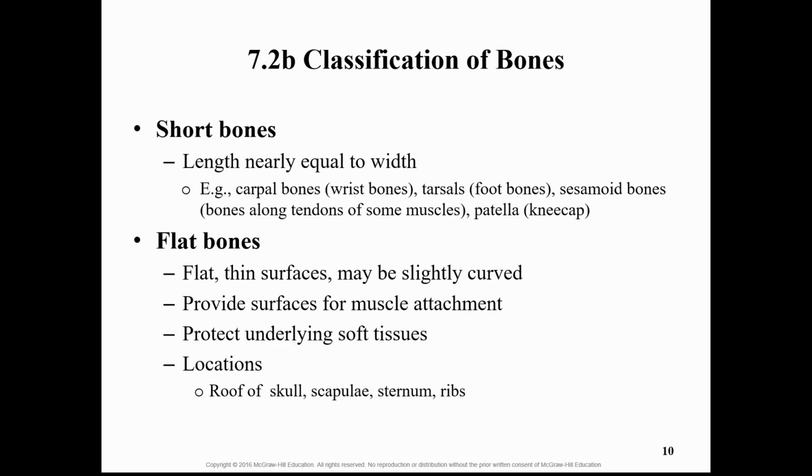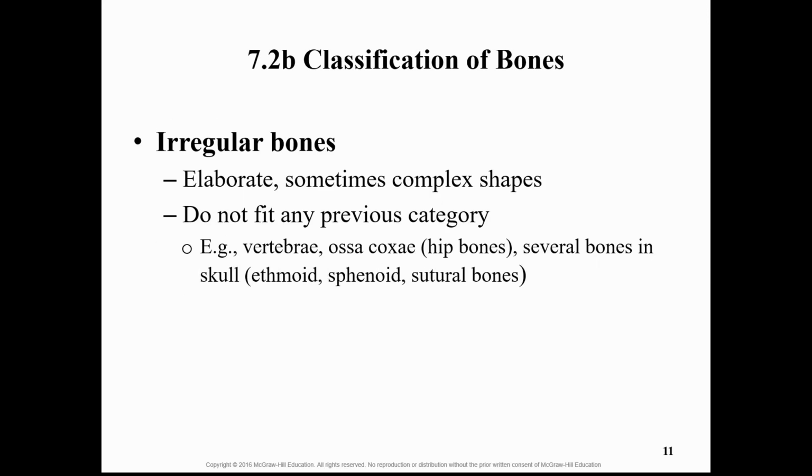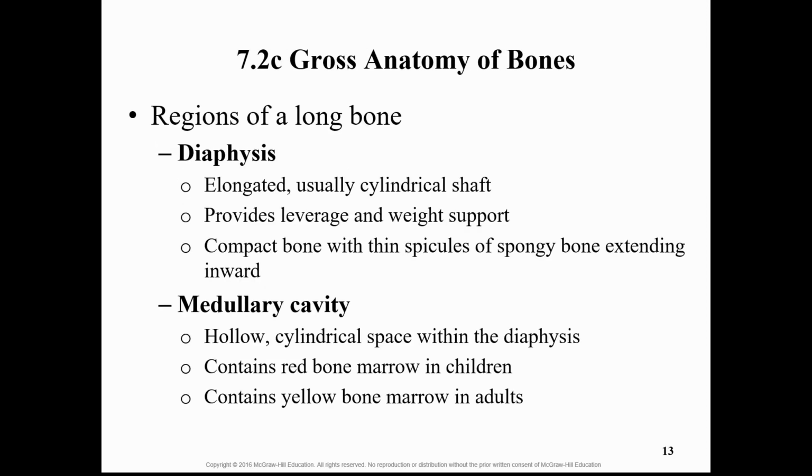Some examples of short bones would be carpal bones, or the tarsal bones of the foot, or the sesamoid bones. For example, the patella, your kneecap, is a sesamoid bone. Flat bones are used all over the place. The ribs are flat bones. The bones of the skull, some of the bones of the skull, I should clarify, are flat bones. Your shoulder blades, the sternum. And then finally, the irregular bones, things like the vertebra, the hip bones, and some of the bones in the skull are irregular.